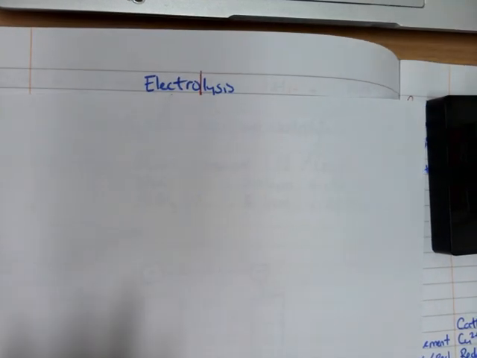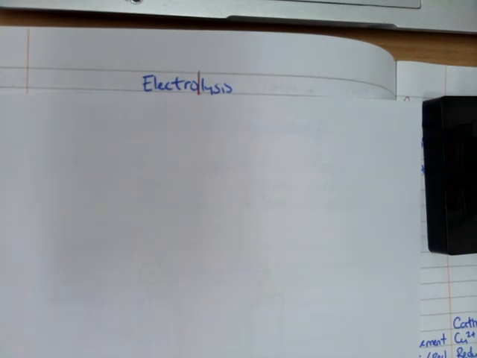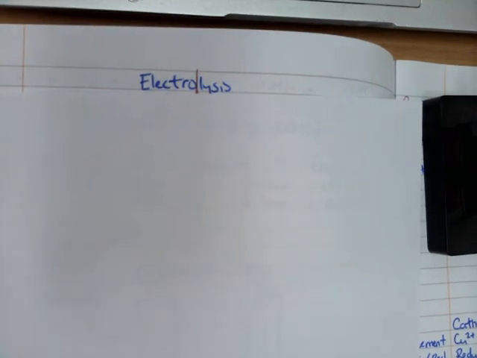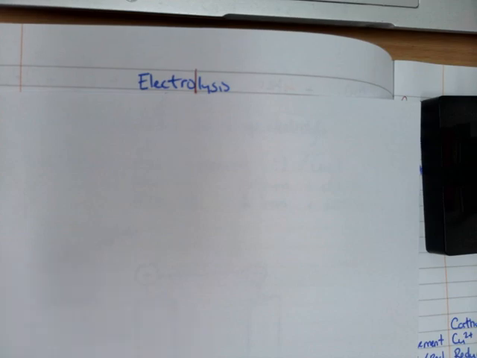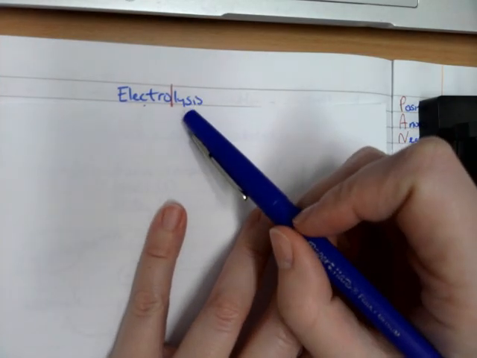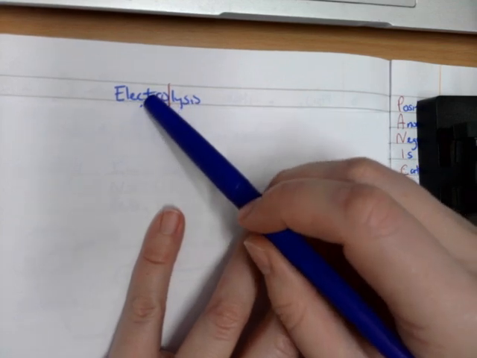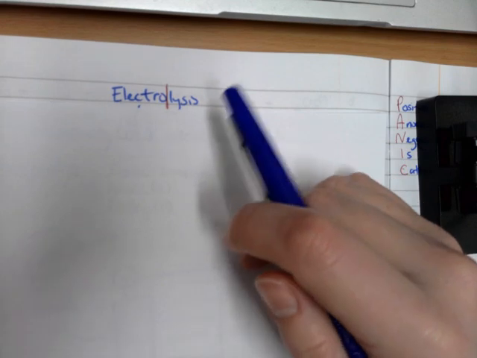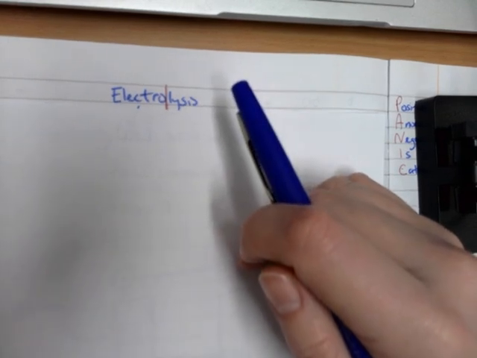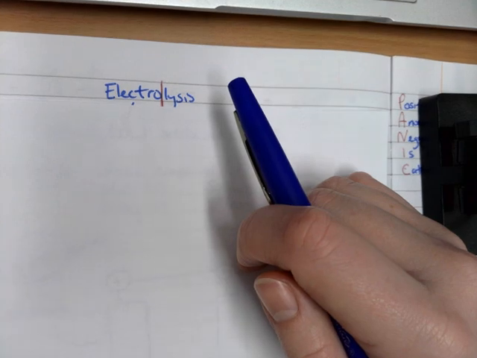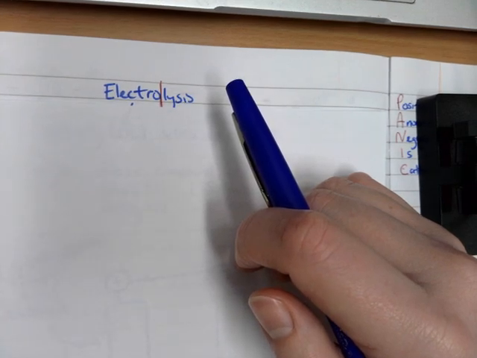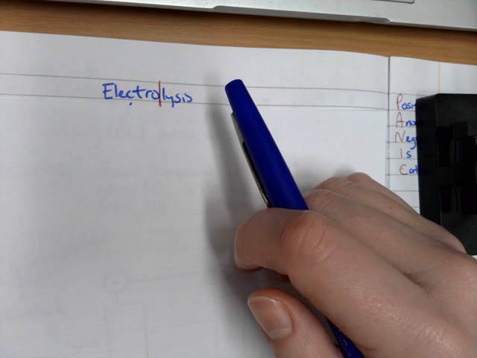Okay, so this is the first of 3 videos I'm going to make on electrolysis. We'll start by just discussing what electrolysis actually is. So you can see I've split the word in half to electro and lysis. The electro implies that we're going to use electricity, and lysis just means split. So the word electrolysis means the use of electricity to split something up.